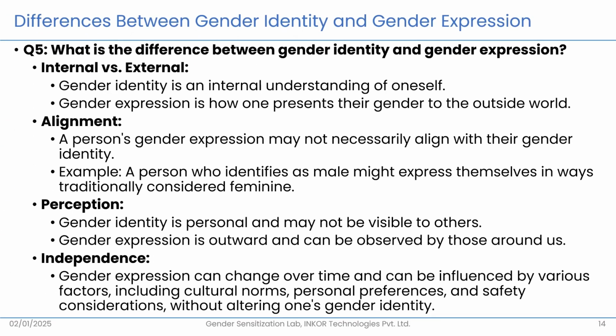Gender identity and gender expression are connected but not the same. Gender identity is internal. It is how a person understands themselves. Gender expression, on the other hand, is external. It is how they show their gender through appearance and behavior. Sometimes, gender expression aligns with identity, but this is not always the case. A person who identifies as male may express themselves in a traditionally feminine way, and someone who identifies as female may prefer a masculine style.